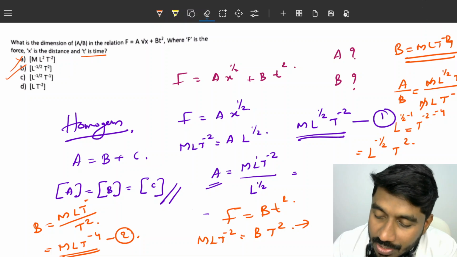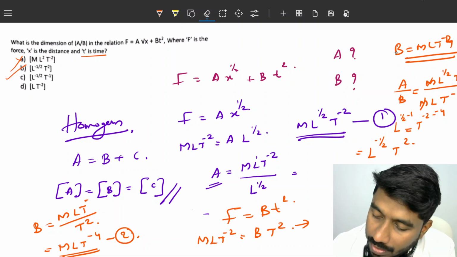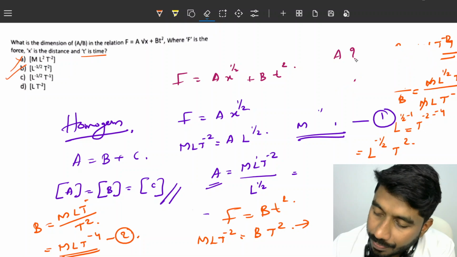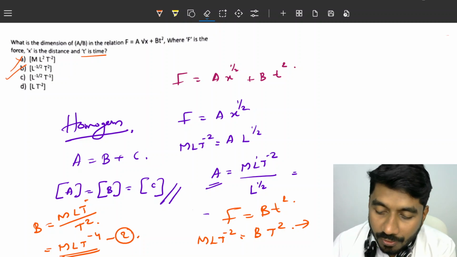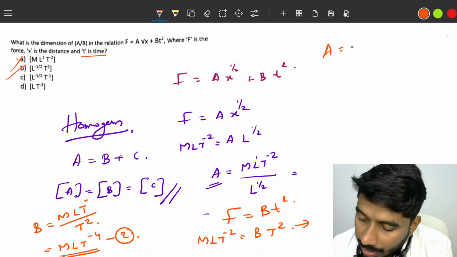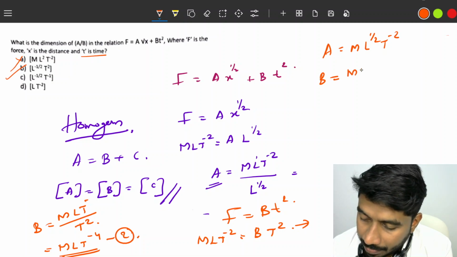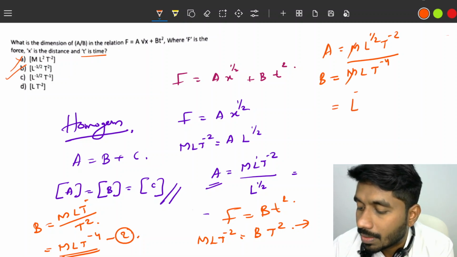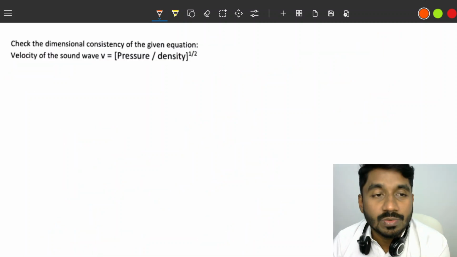Once again guys, listen. So we are just clearing the left side, right side. First we got A as the answer. We got A equal to M L raised to 1 by 2, T raised to minus 2. B as M L T raised to minus 4. We divided it. M got cancelled. L 1 by 2 minus 1 is minus 1 by 2. T becomes 2. This is how we got the answer. So option C. Let's move on to the next question.